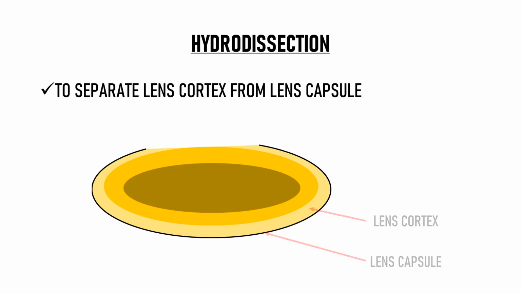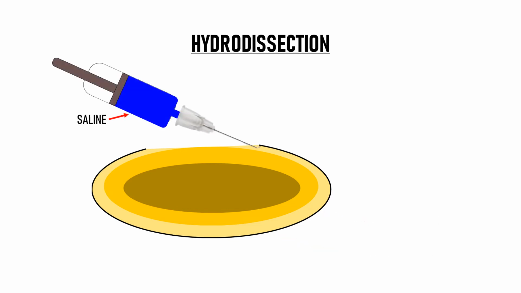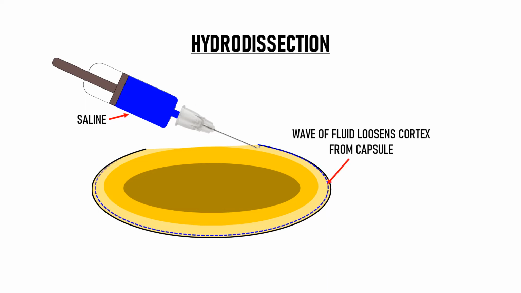So suppose we are doing cataract surgery. In this case, we have made the corneal incisions and we have made the capsular excess. Now it is time for our hydro procedures. In hydrodissection, we separate the cortex from the capsule. So we take saline in a syringe and we take our cannula under the rhexis margin and we inject saline. This creates a wave of fluid that loosens the cortex from the capsule. This makes the step of cortical aspiration pretty easy, which is done after the emulsification of the nucleus.